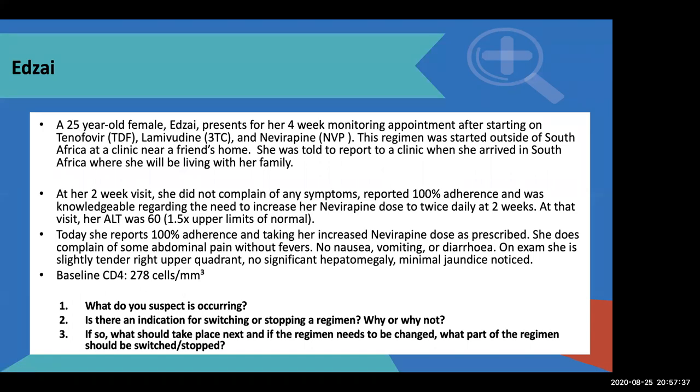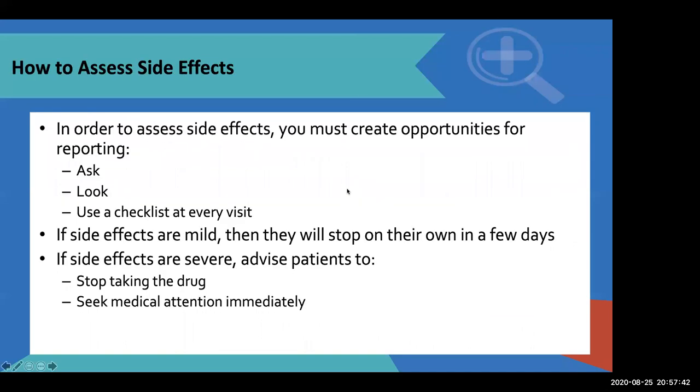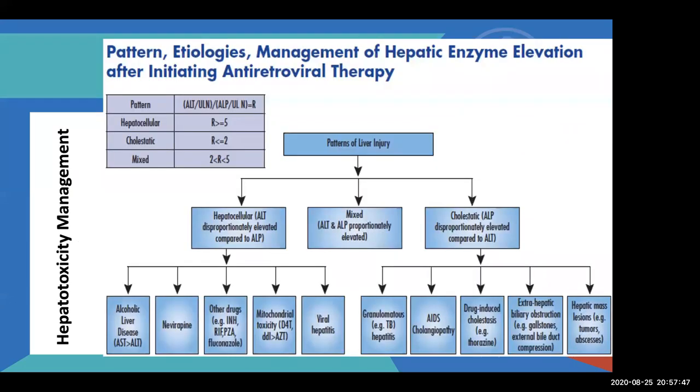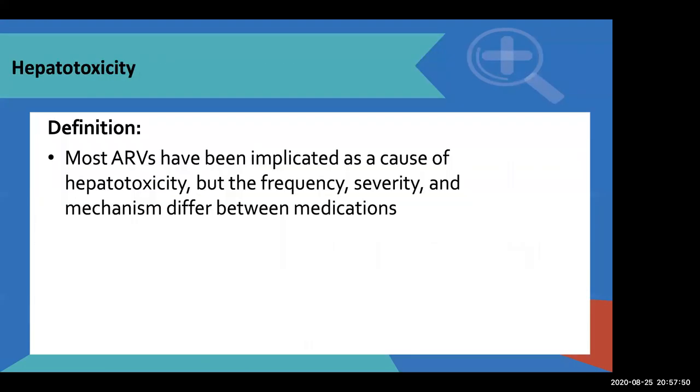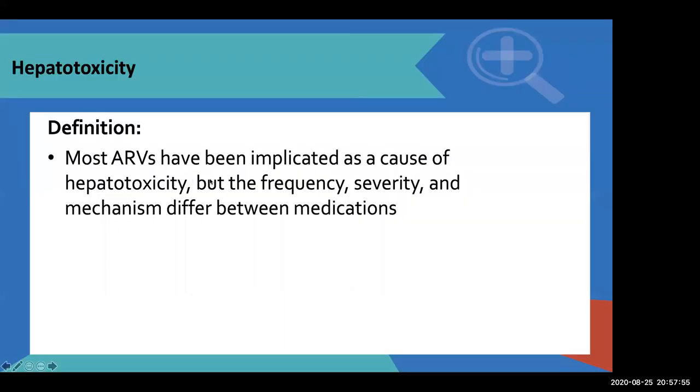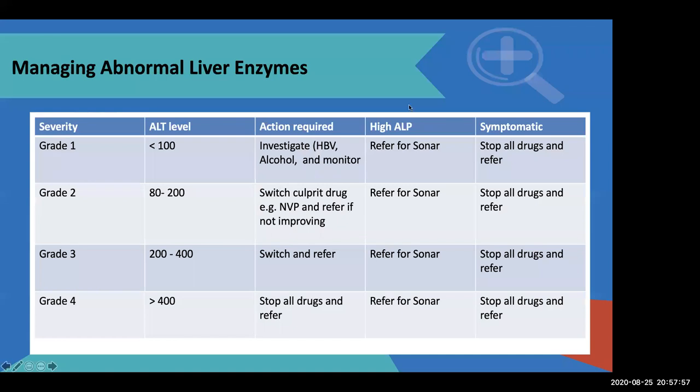So let me show you a few slides which covered this specific topic. Remember, I said in terms of yellow eyes or hepatotoxicity, most ARVs do cause it, but nevirapine is the biggest problem. And if you remember that patient, the ALT is 60, so it's less than 100. So it means it's a NIMR case, except that now you are dealing with a patient who is symptomatic.